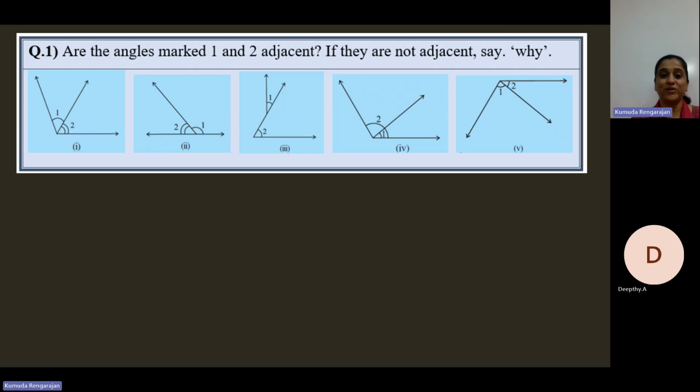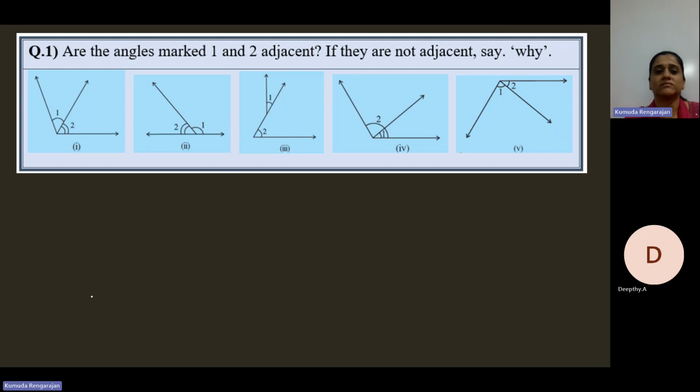Very good. In figure 3, angle 1 and angle 2 are not adjacent because they have different vertices. This is the vertex of angle 1. This is the vertex of angle 2. They have different vertices. So in figure 3, angle 1 and angle 2 are not adjacent angles. Correct. Very good.